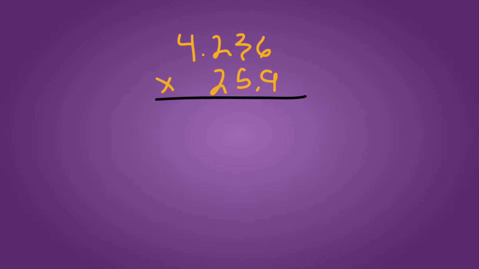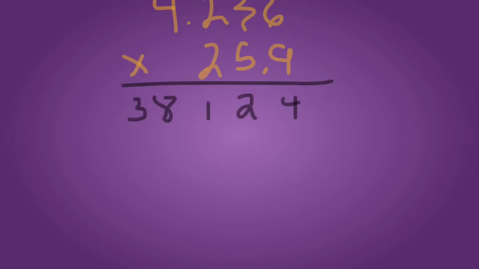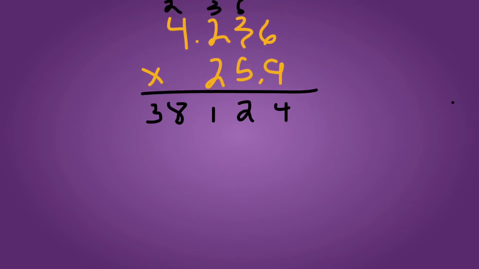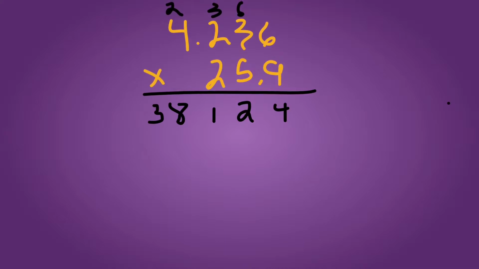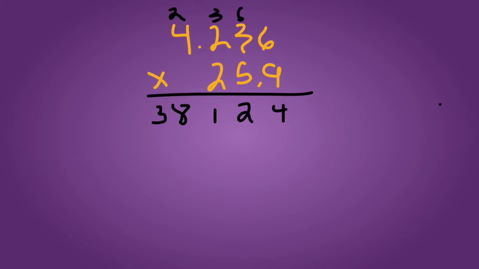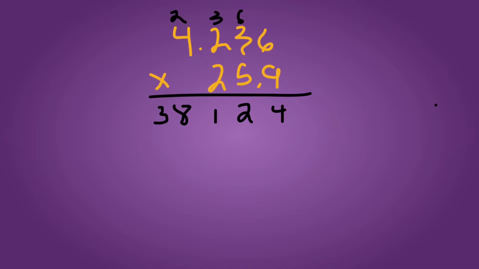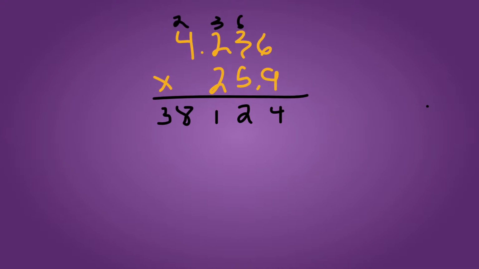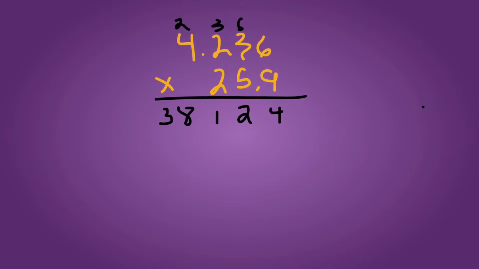We're totally ignoring them. Here I've done my first job, multiplying by that 9, and I have 3, 8, 1, 2, 4 as my numbers, which I obtained by multiplying the 9 times 6, 9 times 3, 9 times 2, 9 times 4. Next we'll multiply by the 5, so let's take a look at that slide.